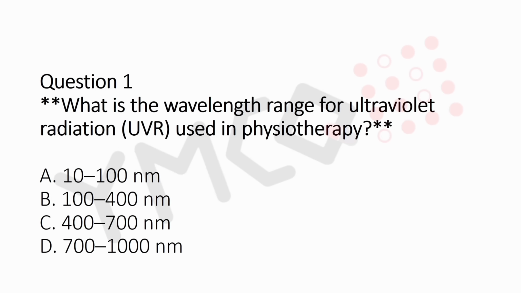What is the wavelength range for ultraviolet radiation used in physiotherapy? Option A, 10 to 100 nanometers. Option B, 100 to 400 nanometers. Option C, 400 to 700 nanometers. Option D, 700 to 1000 nanometers. And the answer is option B, 100 to 400 nanometers. Now let's move to question number 2.